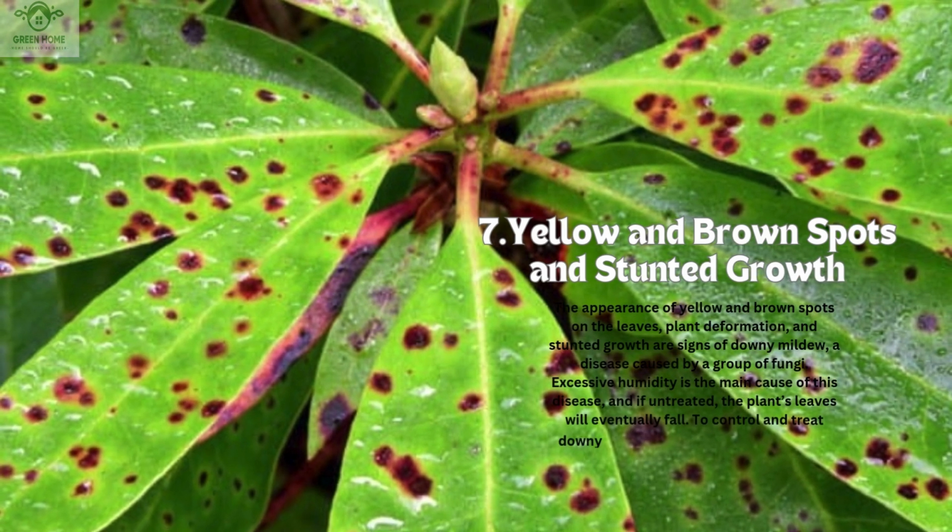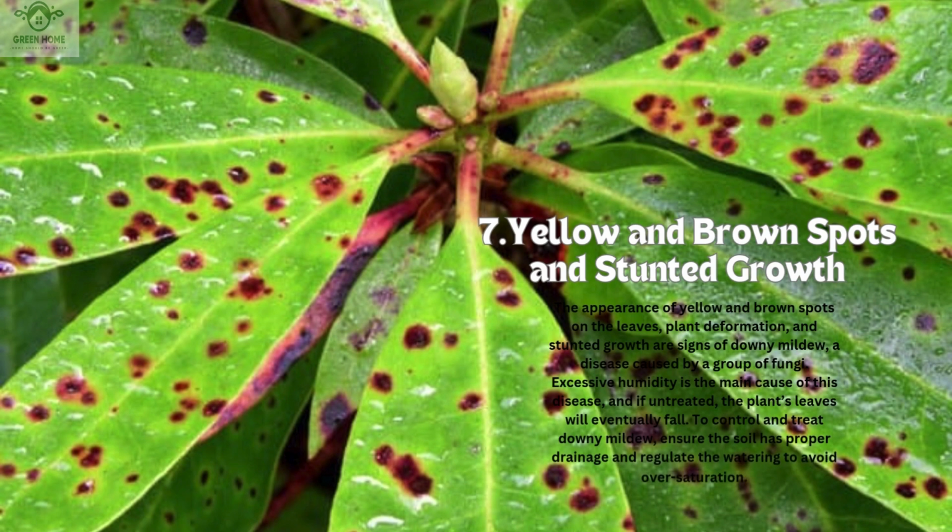7. Yellow and brown spots and stunted growth. The appearance of yellow and brown spots on the leaves, plant deformation, and stunted growth are signs of downy mildew, a disease caused by a group of fungi. Excessive humidity is the main cause of this disease, and if untreated, the plant's leaves will eventually fall. To control and treat downy mildew, ensure the soil has proper drainage and regulate the watering to avoid oversaturation.